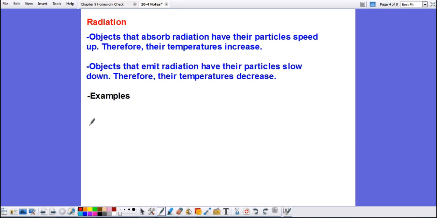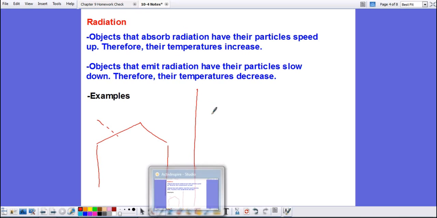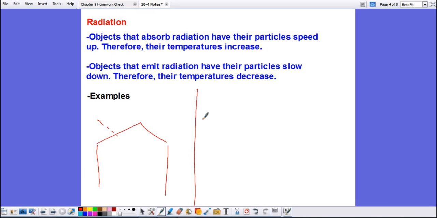It could be the sun coming down, and you've got a greenhouse down here, and it's heating up this greenhouse. Another example of radiation where it is doing something helpful for us is in your microwave. In your microwave oven, you've got your food on a plate probably, and it starts out kind of cold, and there are some water particles in here, and as the radiation is emitted from the microwave, those particles speed up, and as they speed up, the temperature increases, and the food cooks.